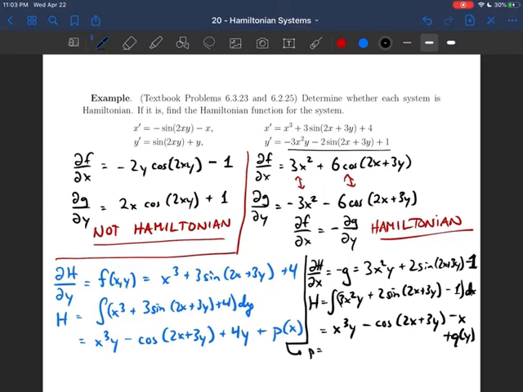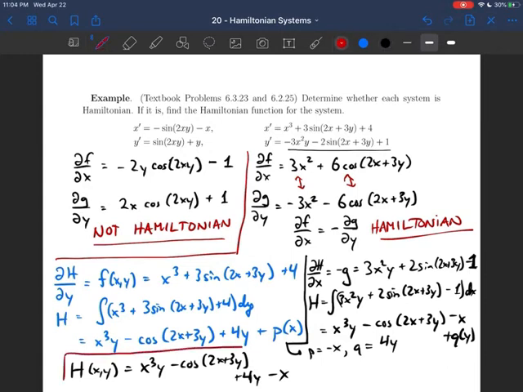Now, a lot of things do match. We have the same x cubed y in each of these. We have the same minus cosine term. But we have these straggling parts. We have a 4y here. We have a minus x here. To make them match, p is going to have to be equal to minus x, and q is going to have to be equal to 4y. And when we do that, we get the full Hamiltonian. H of x comma y is x cubed y minus cosine of 2x plus 3y plus 4y minus x. And that is the Hamiltonian of this system.